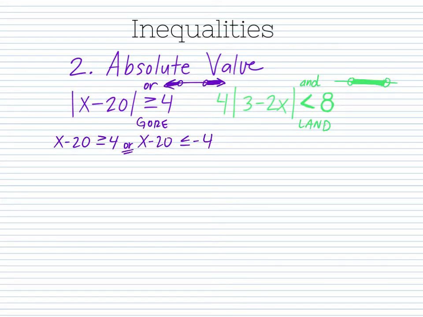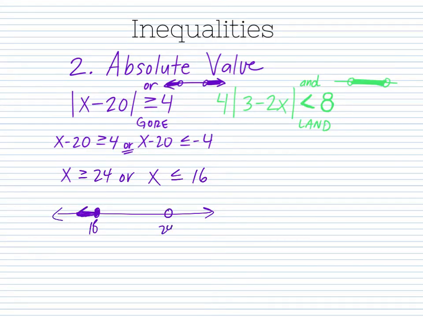And now we just solve two separate inequalities. On this one, I'm going to add 20 to both sides. X is greater than or equal to 24. Or x is less than or equal to, and when I add 20 here, I get 16. -4 plus 20 is 16. So x can be in two places. It can either be less than or equal to 16, or greater than or equal to 24.